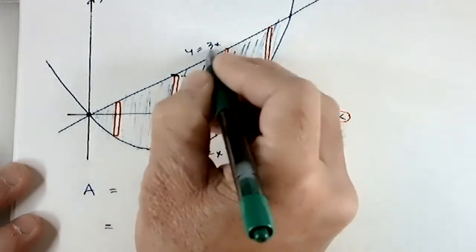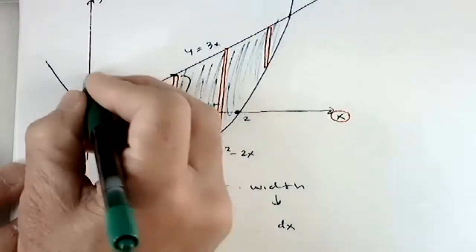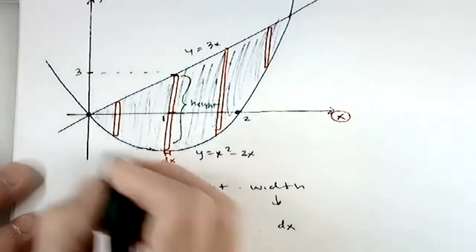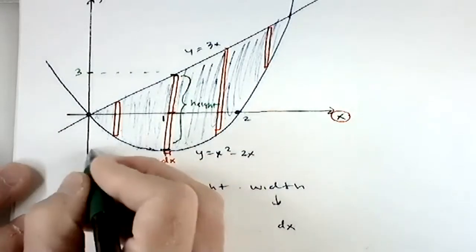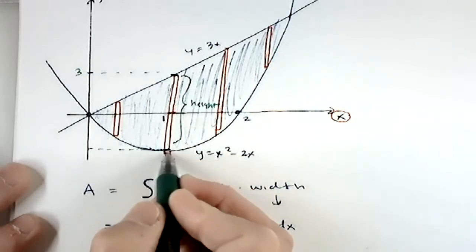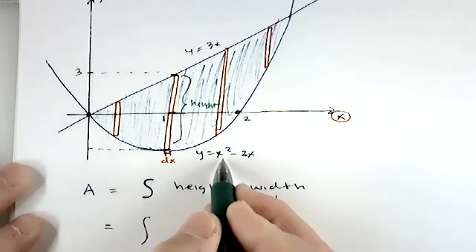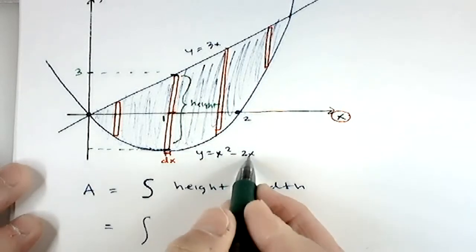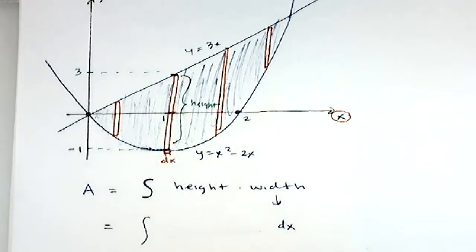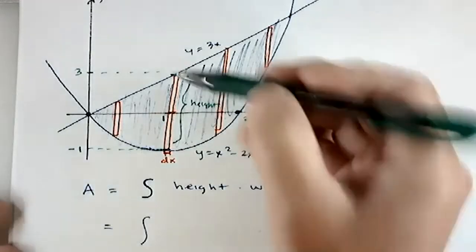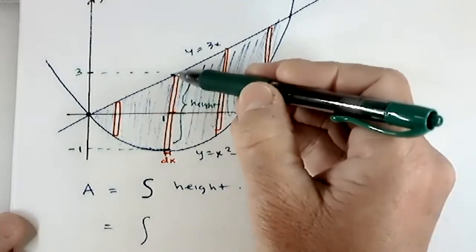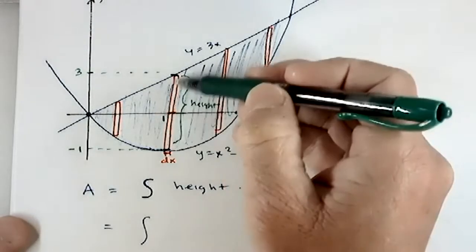I would plug 1 into this function, 3x, and I can see that the height of this rectangle goes up to 3. And if I want to know how low this rectangle goes, I would plug 1 into the parabola, because it goes down to the parabola here. 1 squared minus 2 times 1 gives me a y value of -1. So this particular rectangle goes as high as 3 and as low as -1.